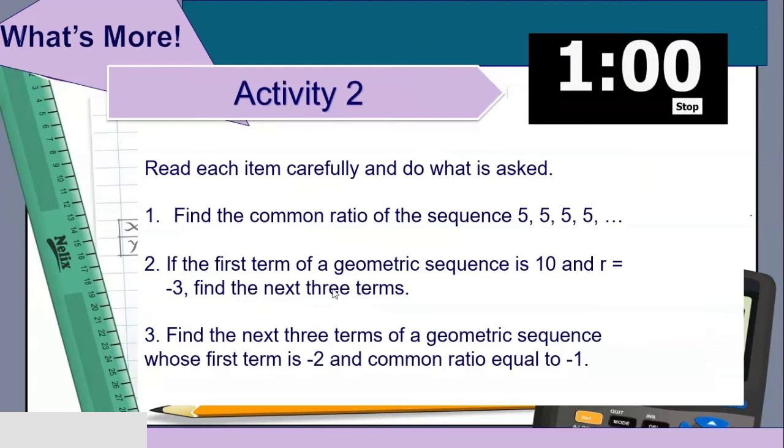For Activity number 2, read each item carefully and do what is asked. For number 1, find the common ratio of the sequence 5, 5, 5, 5. For number 2, if the first term of a geometric sequence is 10 and r is equal to negative 3, find the next 3 terms. For number 3, find the next 3 terms of a geometric sequence whose first term is negative 2 and common ratio is equal to negative 1. Same mechanics, I will give you 1 minute to answer the following questions and we will answer after that.